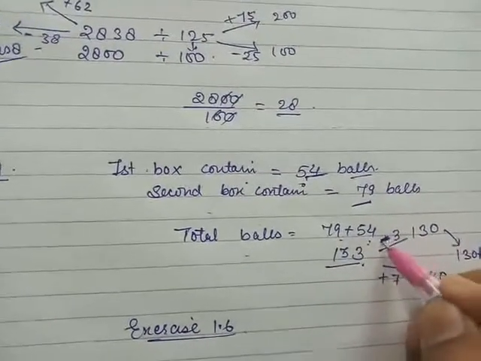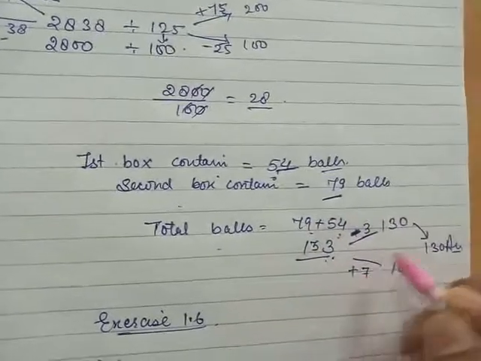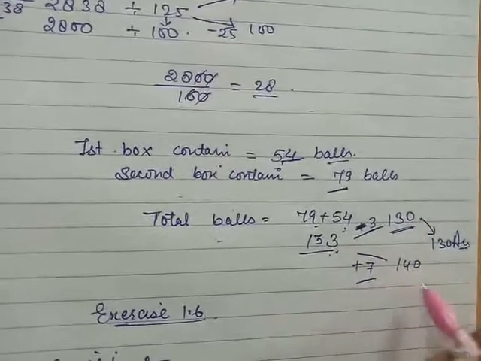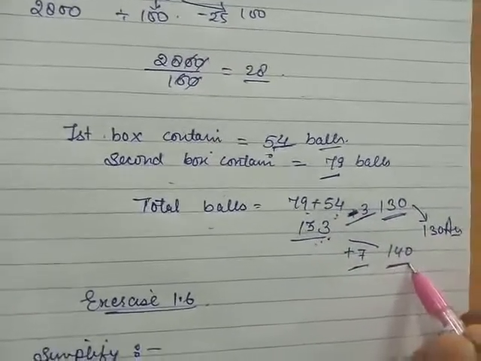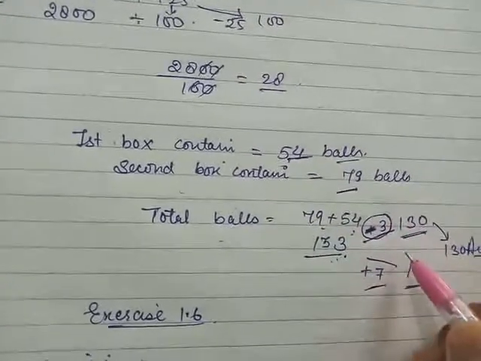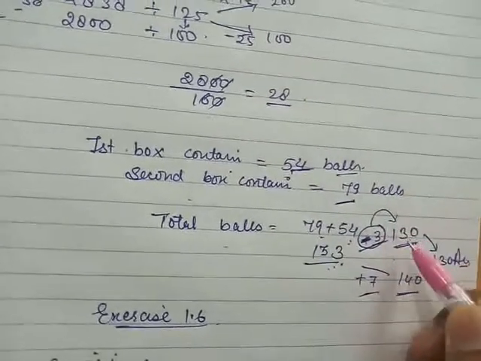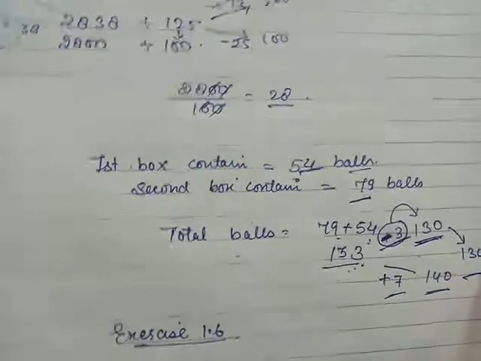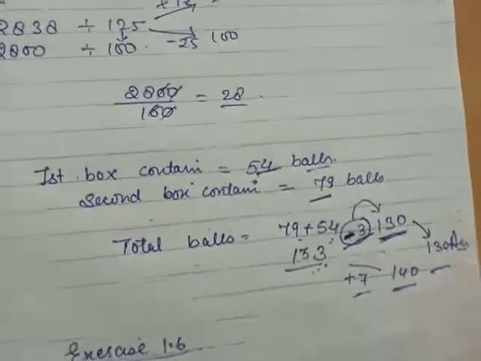So if we subtract 3 from 133, we have the value 130, and if we add 7 to this, we will get 140. So we will give priority to the smallest number, and it will be 130. That will be our approximate value, the estimated value. So our answer will be 130. Clear?